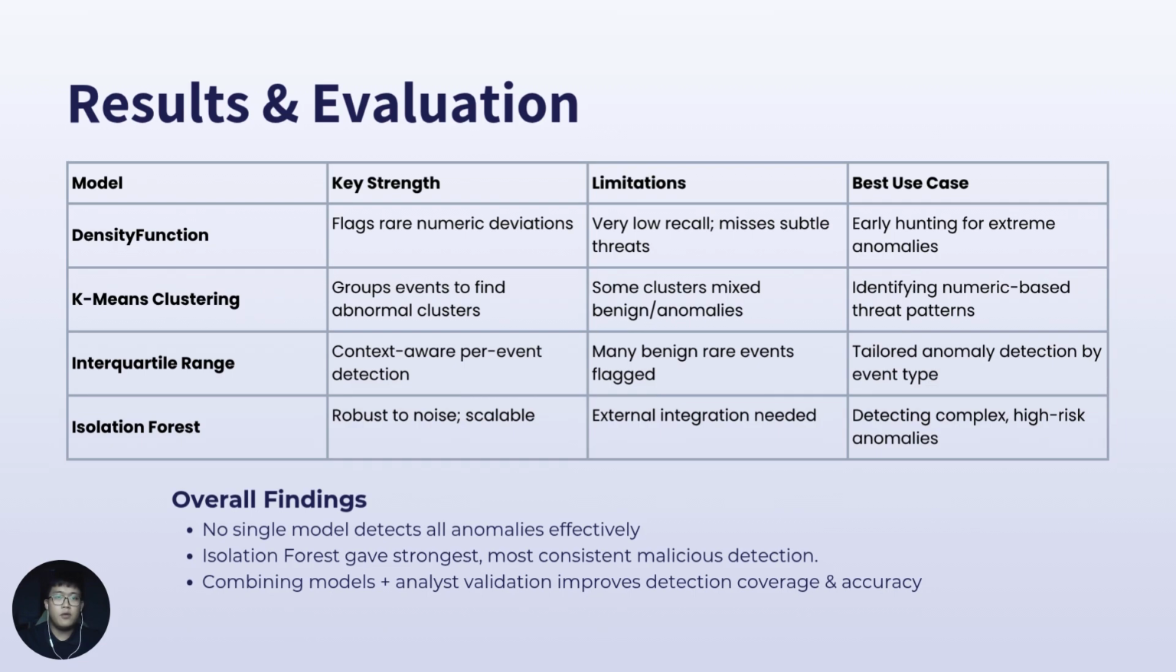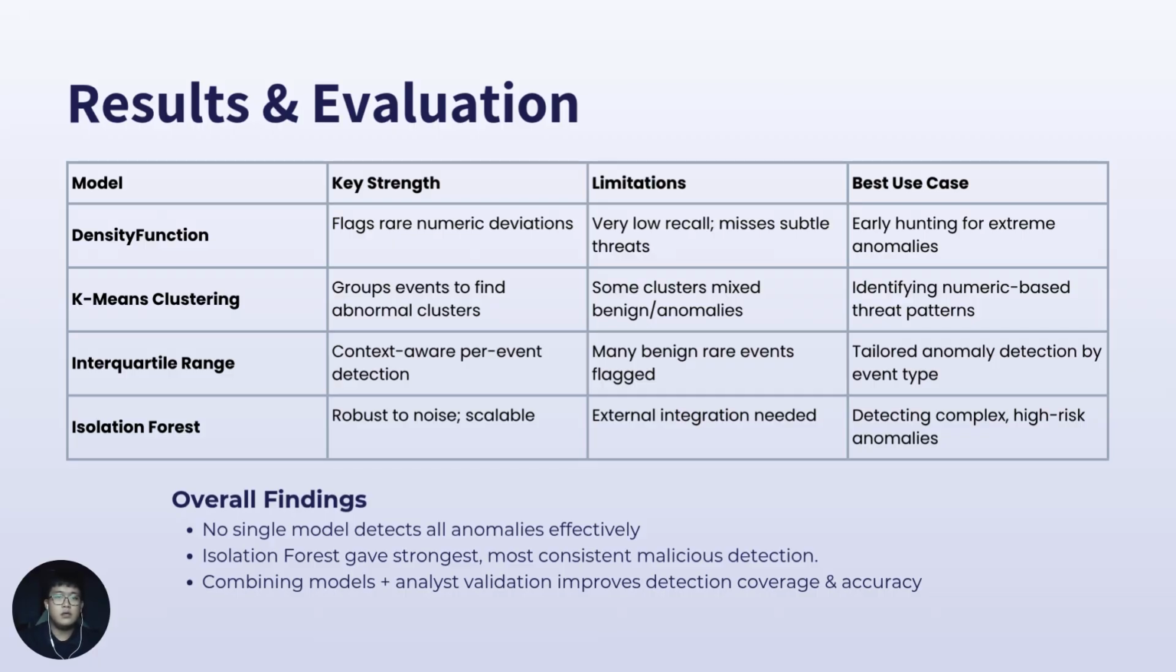When we compare the 4 models side by side, the differences in capability become clear. The density function is very narrow. It catches extreme anomalies but completely misses subtle or stealthy ones. Think of it as a metal detector tuned only for very large objects. Anything smaller just slips through.